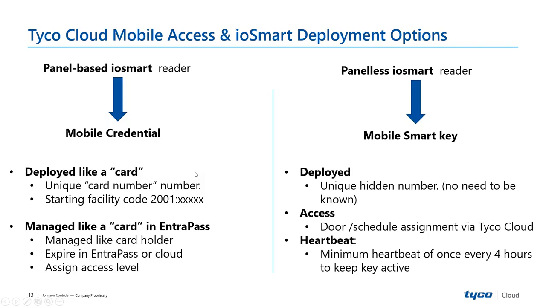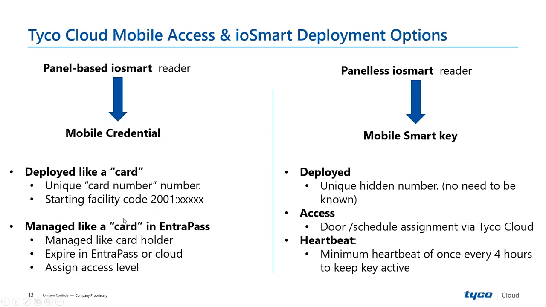In the cloud, you program a credential and it's issued on your phone. So you program a person in your cloud, Bob Smith, and Bob Smith will be given a card number starting with facility code 2001. And then the numbers just go up and up and up, right? The best part of all that is it's entirely unique. So that number you get is entirely unique across the entire Taiko Cloud platform. Like ioSmart, like ioProx, the numbers don't get duplicated, right? In Enterpass, you do have to program this in the cloud.